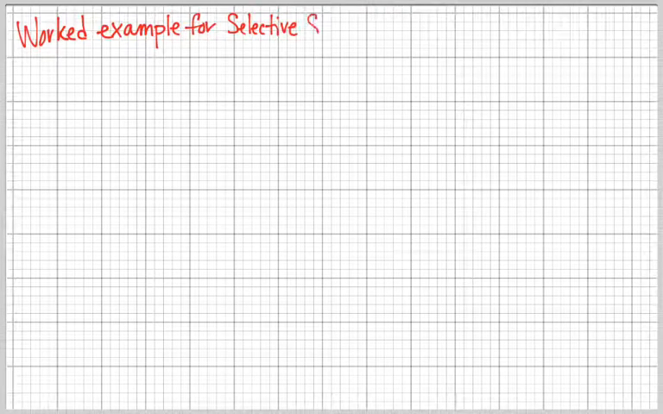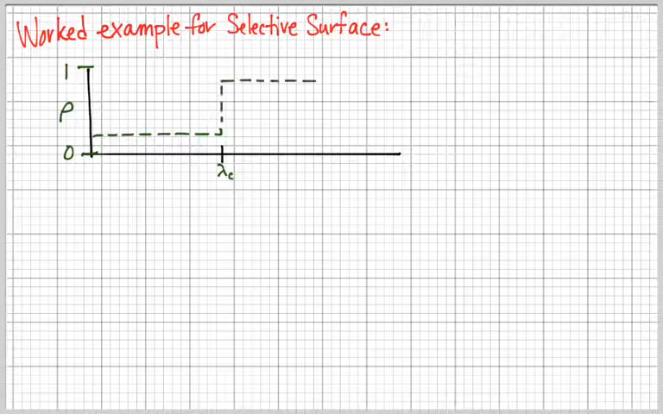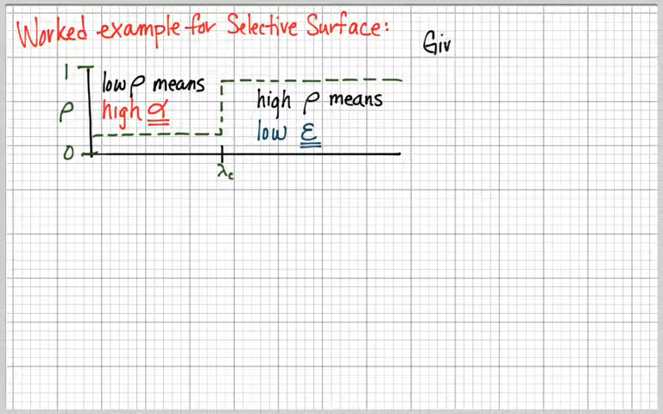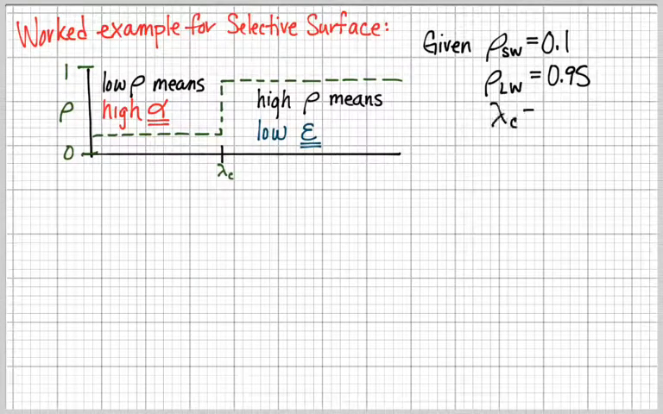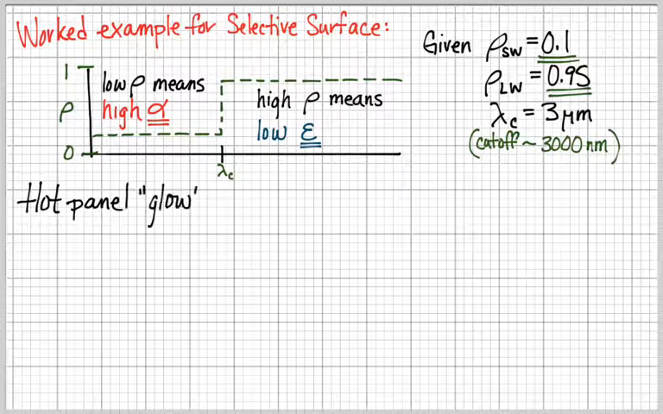Let's imagine that same plate, that same thin film. It's going to be the same selective surface, but I'm going to flip the equation around and I'm going to think about emittance of light. So I'm just diagramming the same exact surface. I'm going to give you the same knowns, the same givens for the short wave and the long wave reflectance, the same cutoff of 3 micrometers or 3,000 nanometers. That would be the cutoff between the shortwave light band and the long wave band.